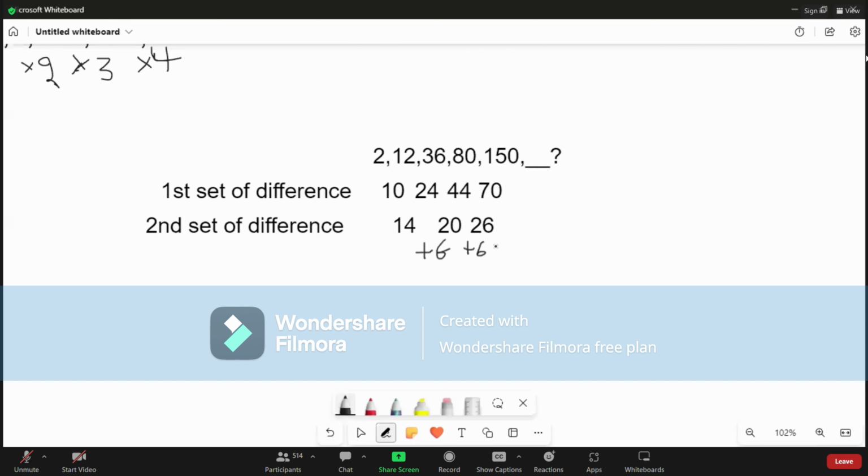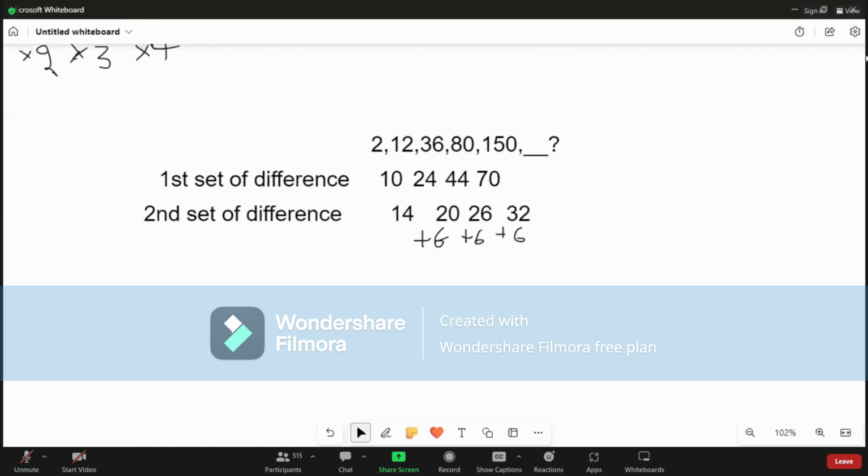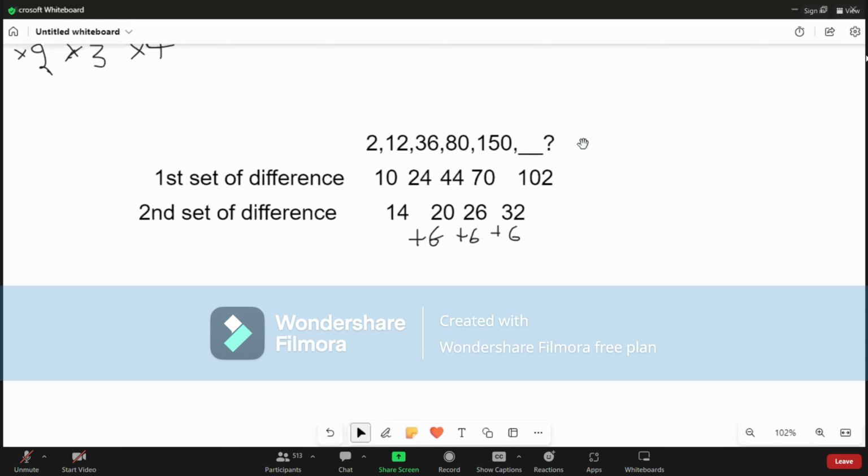So now we have to find what will be the next term in the second set of difference. If we add plus 6 over here, it will be 32. So 32 will be over here. Now from the second set to the first set, we add 70 plus 32. That is 102. So to find the final term, we add 102 to 150. So the final term will be 252.